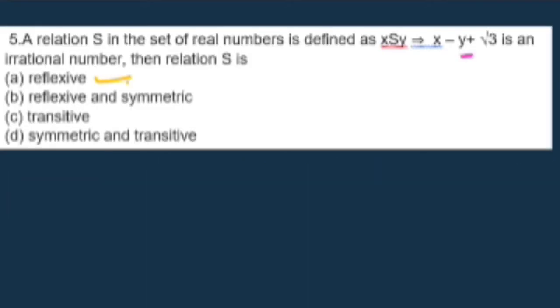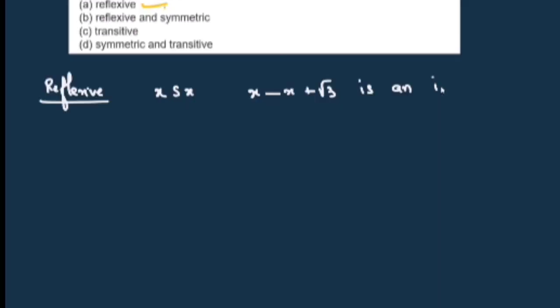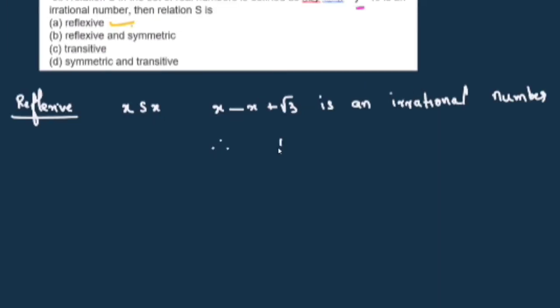A relation S in the set of real numbers is defined as x is related to y if x minus y plus root 3 is an irrational number. Let us first check whether it is reflexive. x is related to x. That means x minus x plus root 3, which is root 3, an irrational number. Therefore, it is reflexive.